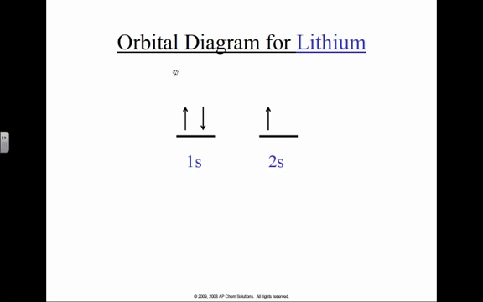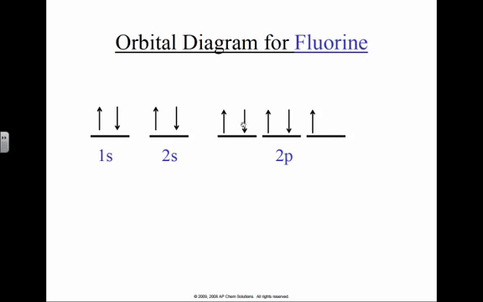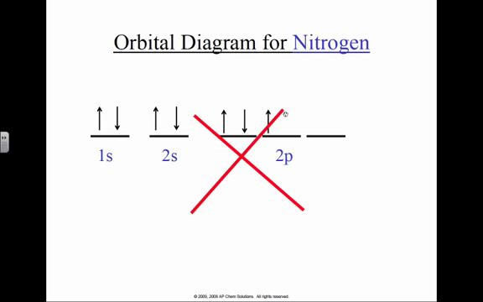Aufbau rule is that you put it in the lowest energy first. Pauli exclusion principle says only 2 electrons per orbital. Hund's rule says 1 in each before you double up. Here's lithium. Okay, here's fluorine. Notice we went 1 up, 1 up, 1 up before we started going 1 down, 1 down, 1 down. Okay. Nitrogen has 3 electrons in the 2p sublevel.